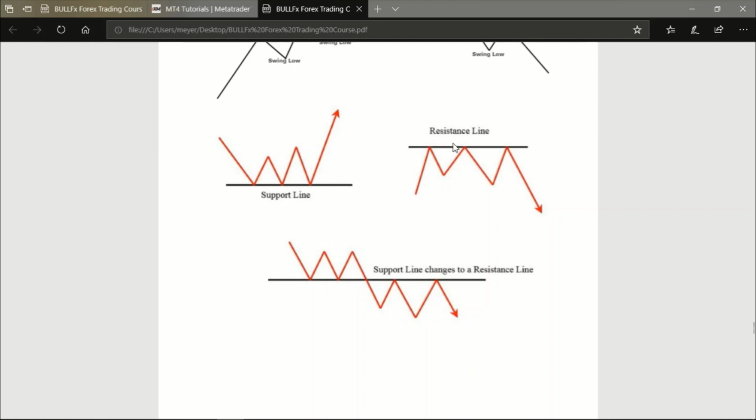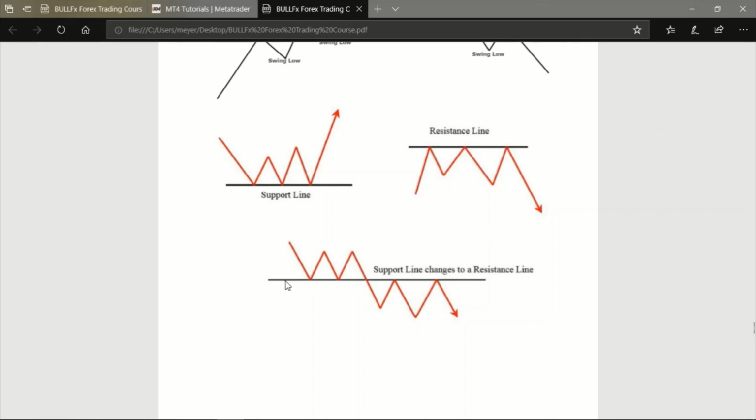Then we've got a resistance line where the exact same thing happened. The market came up to hit this resistance 3 times. On the third hit, the market then decided to continue downwards into a bearish trend. Right, so this was a very strong resistance line that could not be broken. So this was buying opportunities, this was selling opportunities.